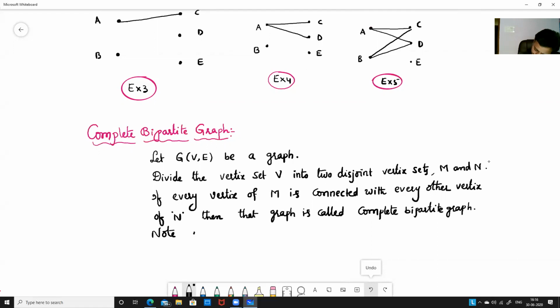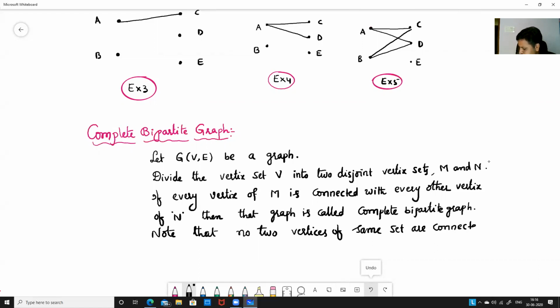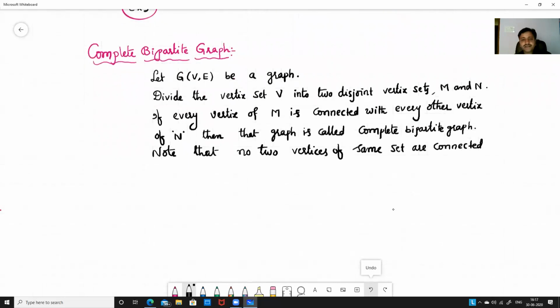Note that no two vertices of the same set are connected. That is the basic key point, right? No two vertices of the same set are connected. Okay. So this is called a complete bipartite graph. In general, complete bipartite graph.